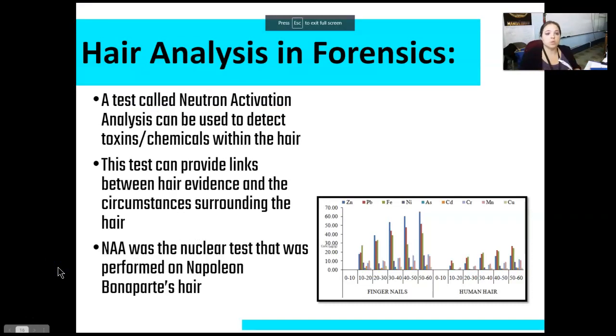What they used was called neutron activation analysis. Remember that, NAA? This can be used to detect toxins and chemicals within the hair. This test can provide links between hair evidence and the circumstances surrounding the hair. NAA was the nuclear test that was performed on Napoleon Bonaparte. All right, so you guys read about Napoleon Bonaparte.